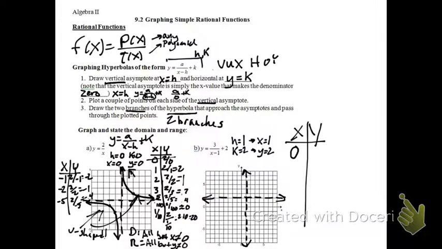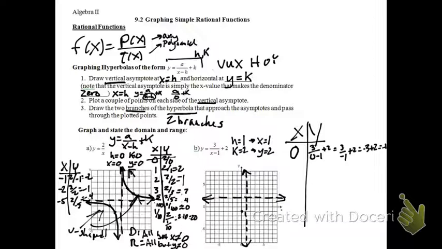If I plugged in 0, the equation would become 3 over 0 minus 1, and then I have a plus 2, which turns out to be just 3 over negative 1 plus 2. That's negative 3 plus 2. I get negative 1 as an output. So 0, negative 1 is right there if we plot that point.